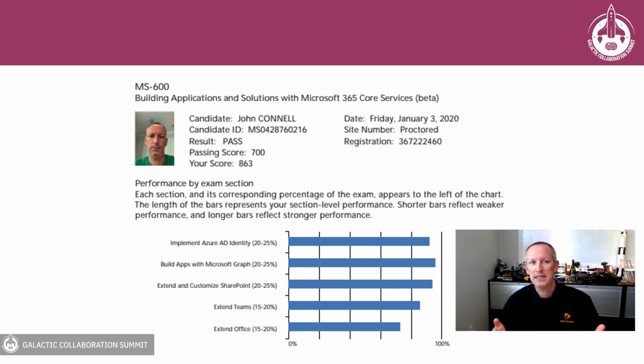The nice thing about the exam is you only need a 70% or 700 points out of 1,000 in order to pass the exam. And in my case, as you can see here, I got an 863. So most of my scores were above 90% in Identity, Graph, and SharePoint. In Teams, I was around 85, and I was in the mid 70s for the Office add-ins. So that's how you can know you can actually trust me. I actually know what I'm doing with this.